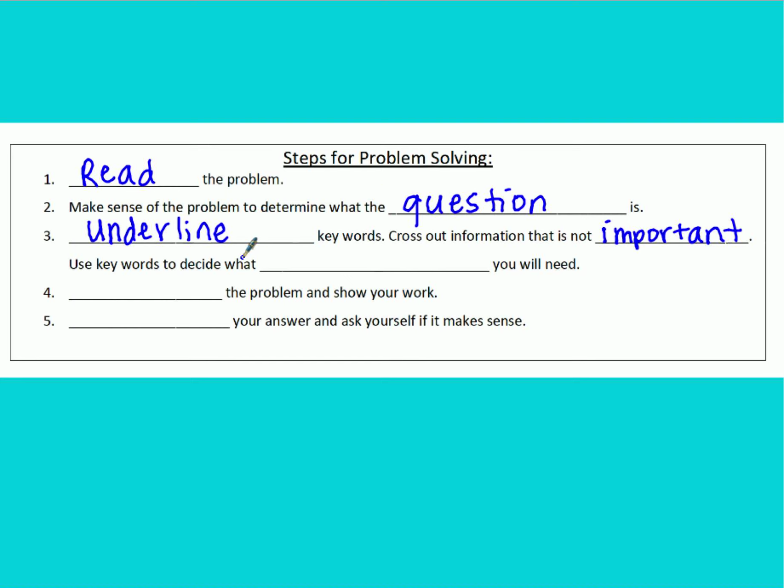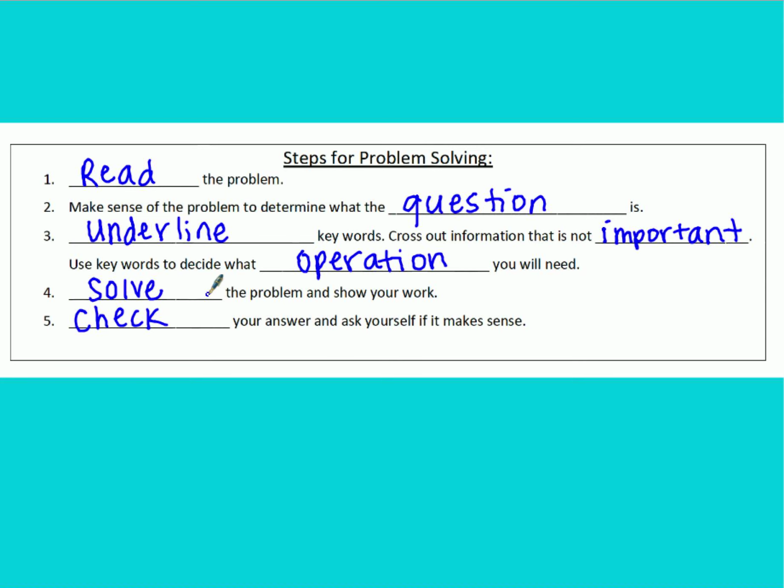You're also going to want to use your keywords to decide what operation you will need. So again, words like ascended or quotient or the difference of, all of those are going to tell you what operation you're going to need to have to solve this. Once you've decided all those things, you should be able to solve your problem by showing your work. And then the last thing you should do before you circle your answer and move on to the next problem is check your answer and then ask yourself, does this make sense?